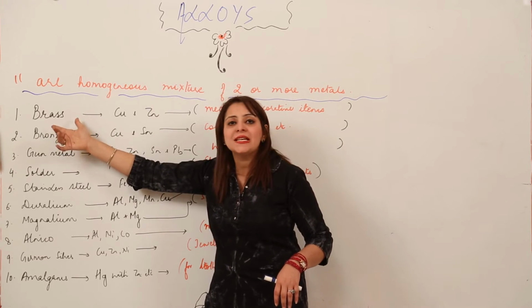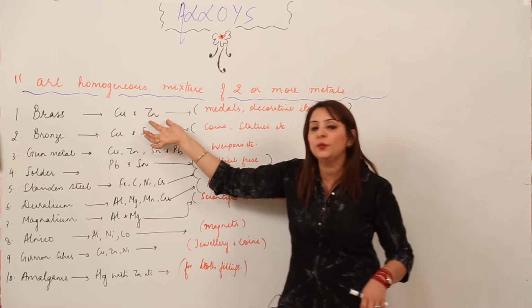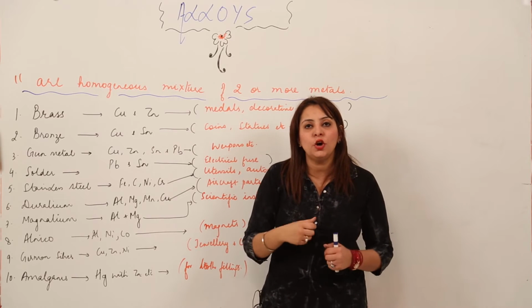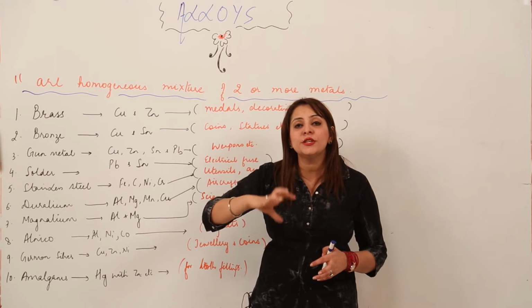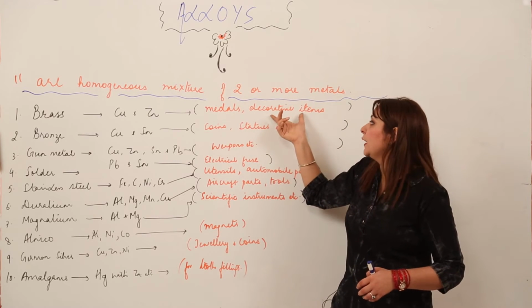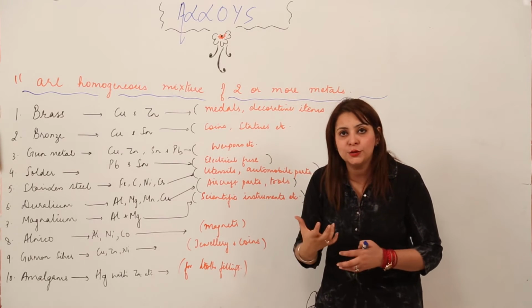Brass is mainly an alloy of copper, in which the copper is mixed with zinc. After mixing copper with zinc, we call it brass, and what can we use it for? It is used for making medals, decorative items, and many other things. They are made up of brass, you know that.